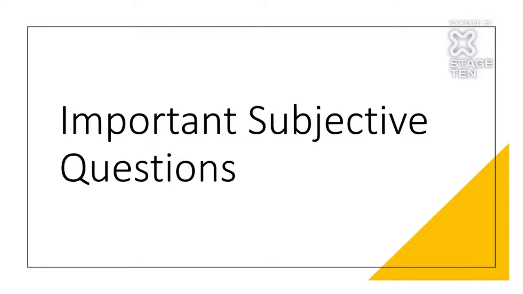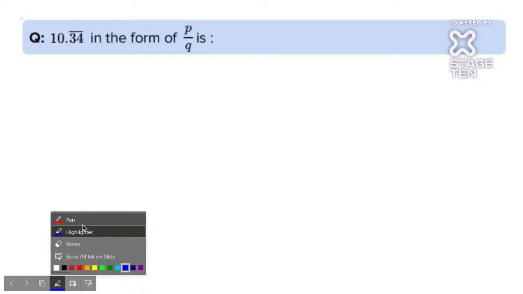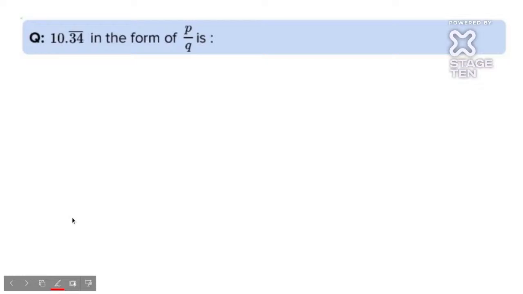So basically, when I talk about the important subjective questions, we are going to discuss two questions which may come in your subjective exams. See this. The first one is: write 10.34 bar in the form of p by q. So what we have here is 10.34 bar.